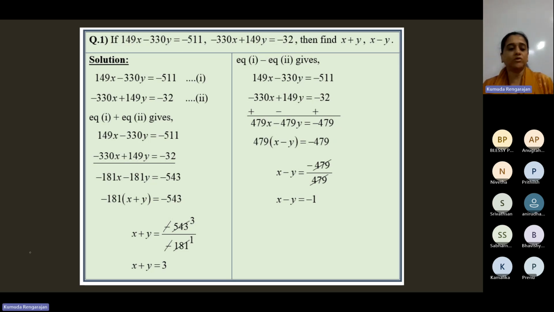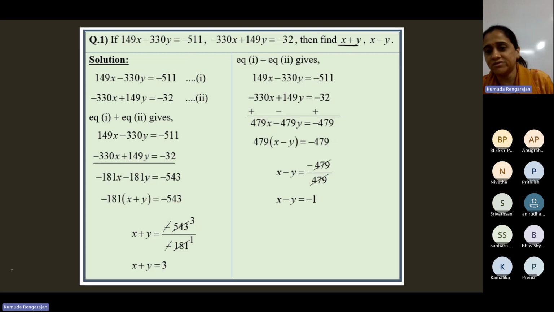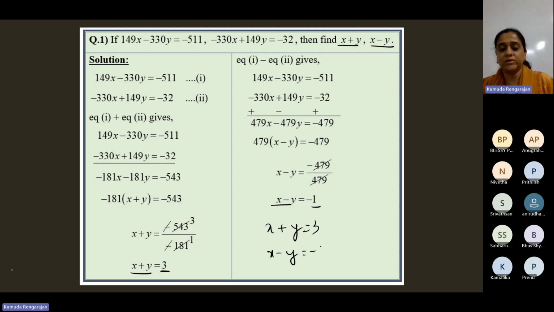So the question is not to find the values of x and y. You just have to find the value of x plus y and x minus y. So x plus y is 3, x minus y is minus 1. That's it. It's not solve for x and y. If we have to solve for x and y, we'll have to solve these two equations: x plus y is equal to 3, x minus y is equal to minus 1. Solve these two equations and find the values of x and y.